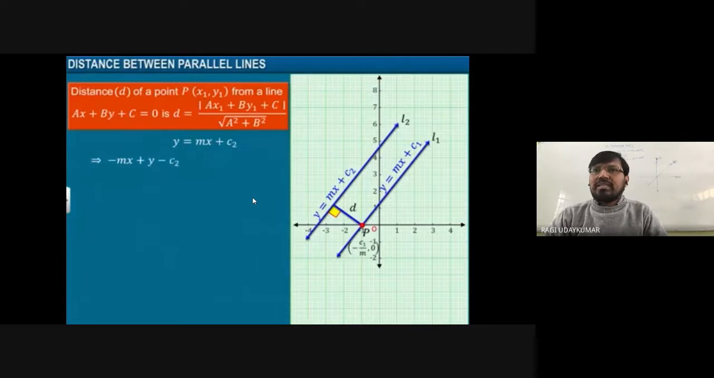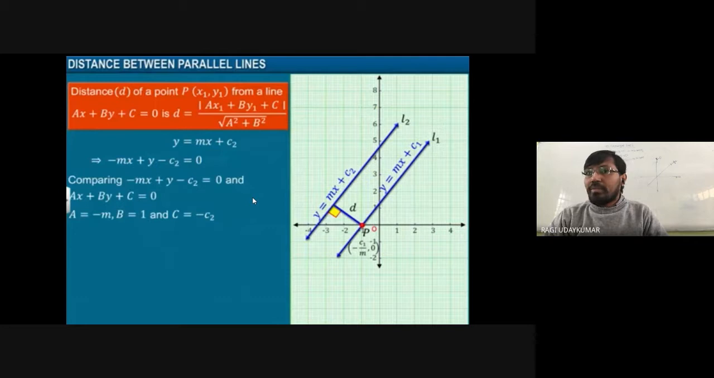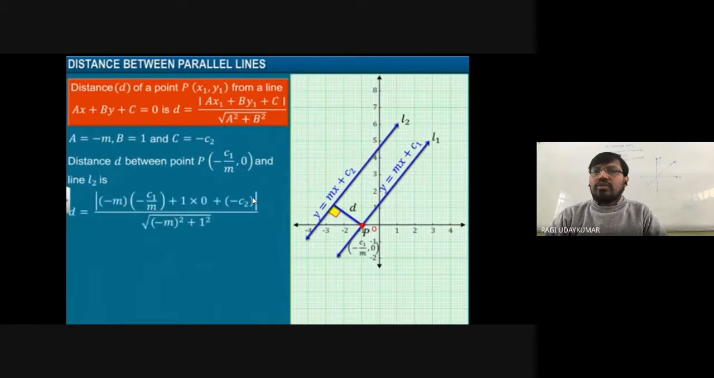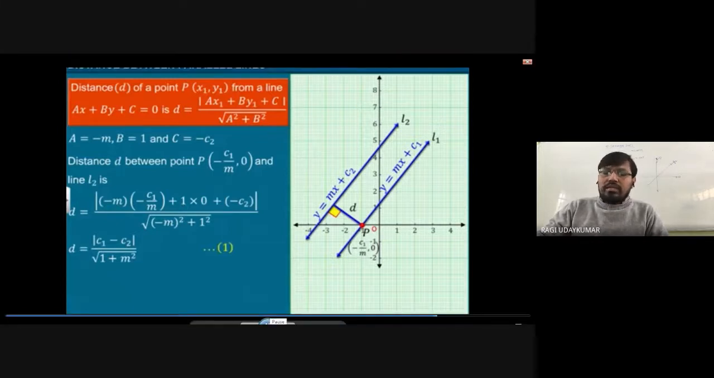So the line y = mx + c2, you write in the general form. In this, a is equal to minus m, b is equal to 1, c is equal to minus c2. And here the point (x1, y1) is (minus c1 by m, 0), because from that particular point P we are drawing the perpendicular. So D is equal to, substituting and simplifying this, you are going to get modulus of (c1 minus c2) by under root of, sorry, 1 plus m square.